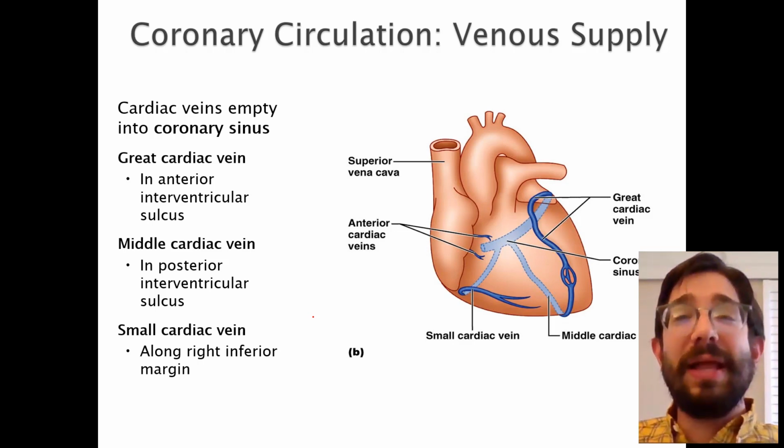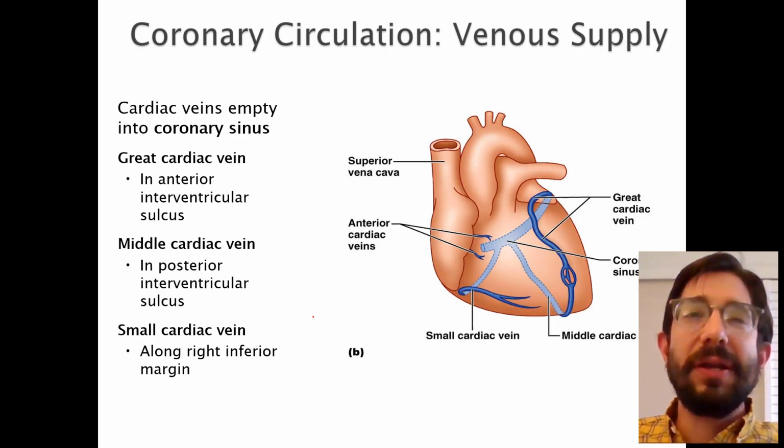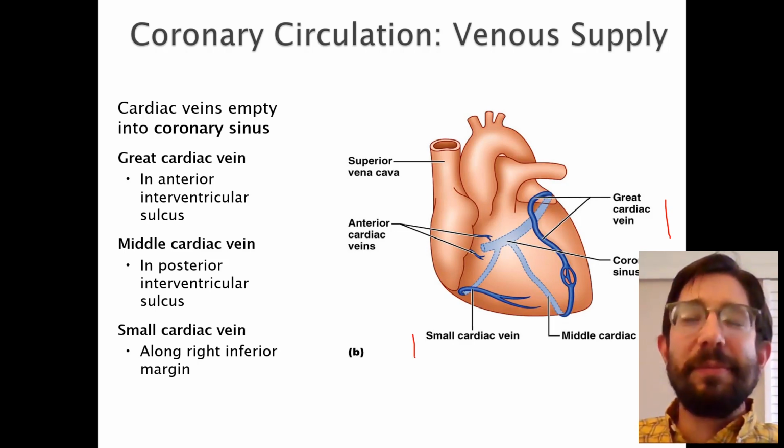And then that blood will have to return to the heart after it has nourished the myocardium. It will do that through the great cardiac vein, the middle cardiac vein, and the small cardiac vein. I don't have a mnemonic device for that, but I'm sure you can come up with one if you would like.